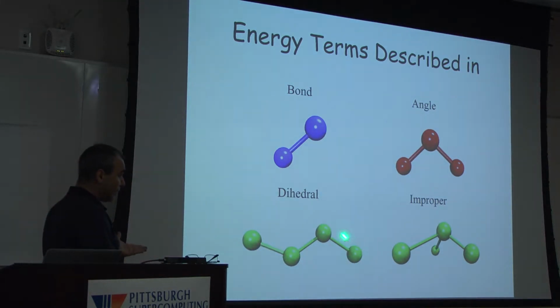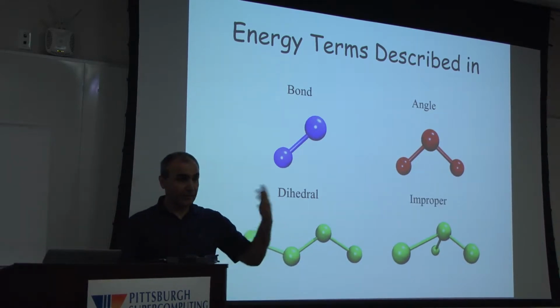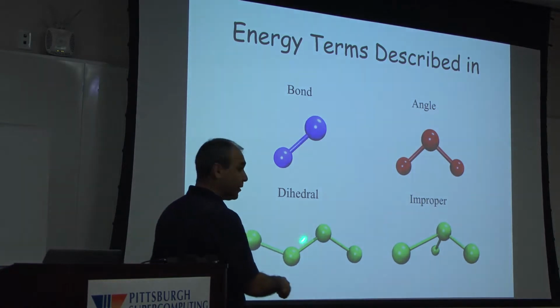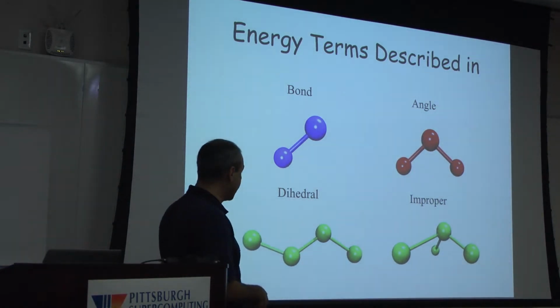Then we have dihedral angles. These are extremely important for very large conformational changes in proteins. It's all about dihedral angles. Secondary structures depend on the dihedral angles of the backbone. What the difference between a helix and a beta sheet is, is all about dihedral angles. So these are very important for conformational sampling.